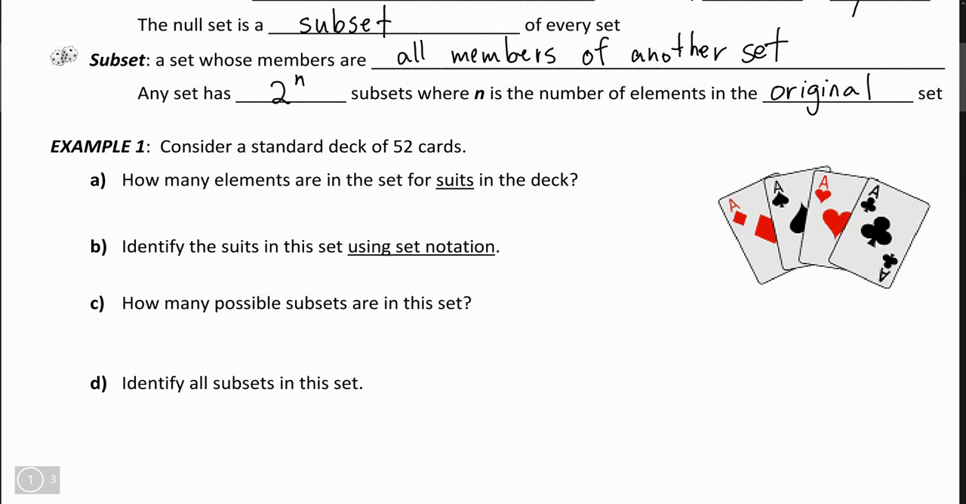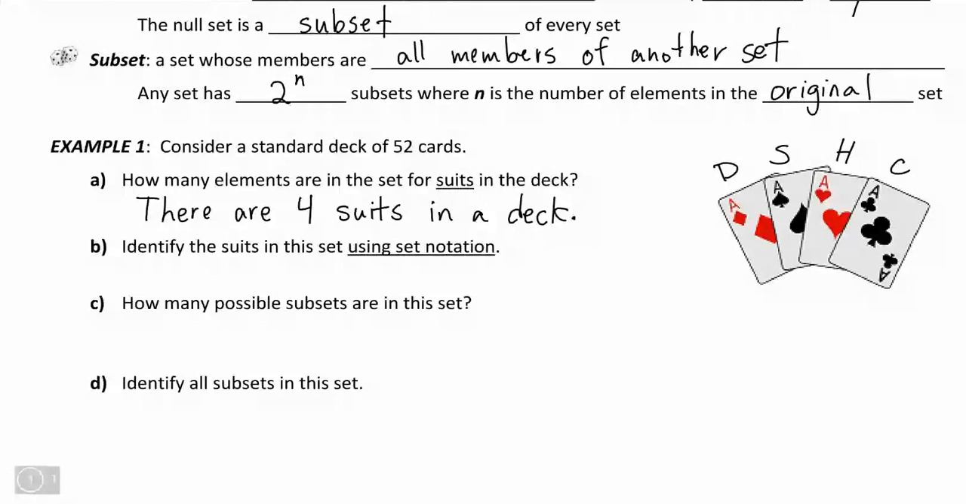Example 1, consider a standard deck of 52 cards. Part A, how many elements are in the set for suits in the deck? So what are the suits in a deck of cards? Well, you have in the picture here diamonds, you have spades, you have hearts, and you have clubs. I'm just going to use these 4 letters to make it easier for us. So there are 4 elements or 4 suits in a deck.